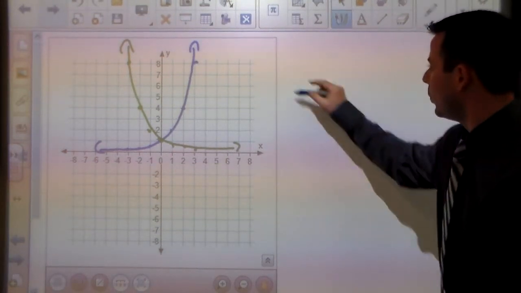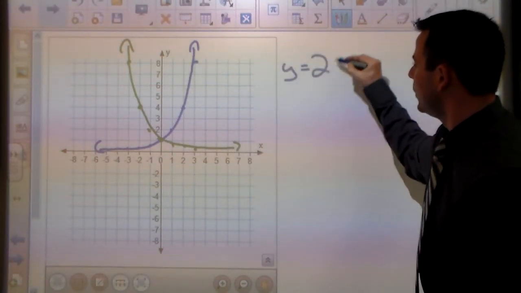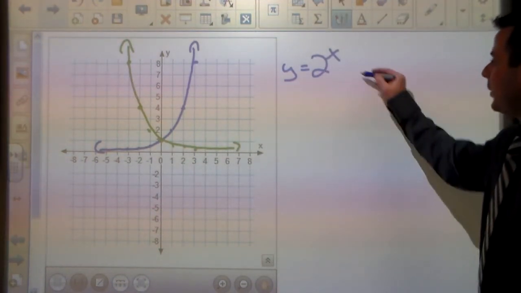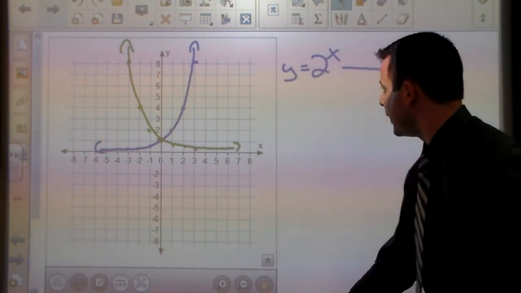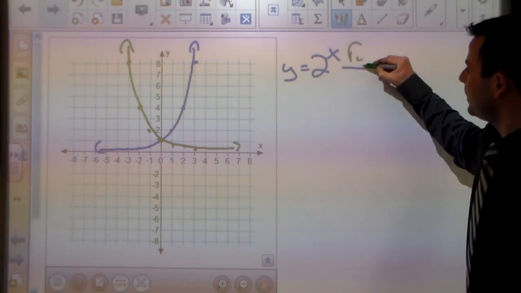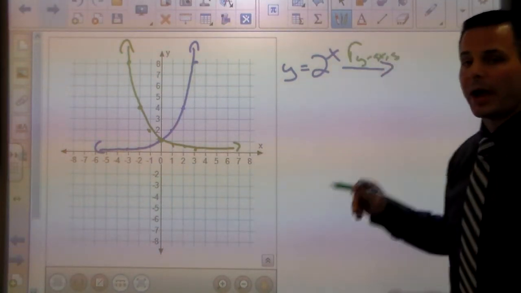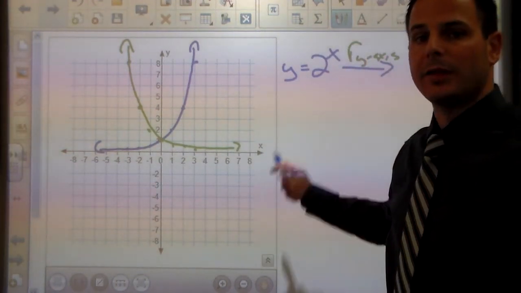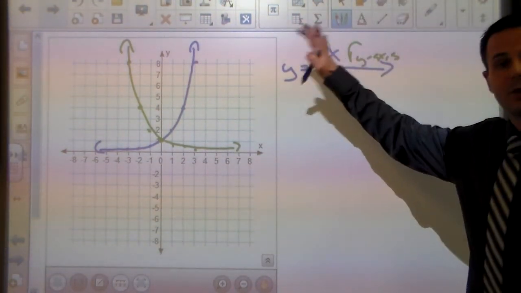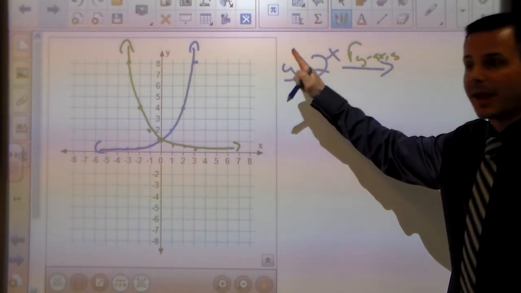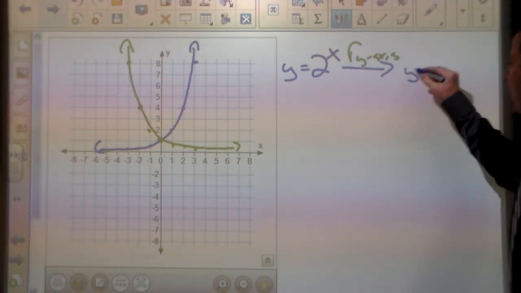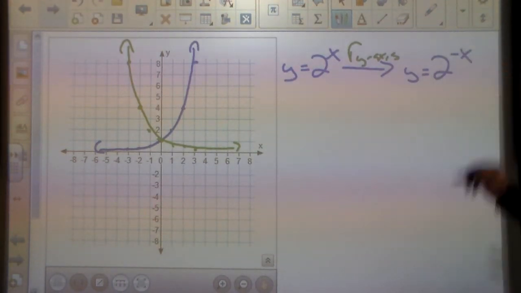So I started with y equals 2 to the x power. There is a transformation occurring. That transformation is a reflection over the y-axis. So reflecting over the y is actually to change the x. So that's exactly what I'm going to do with my equation. Make the x negative for an ordered pair, so you make the x negative for the equation. Y equals 2 to the negative x.